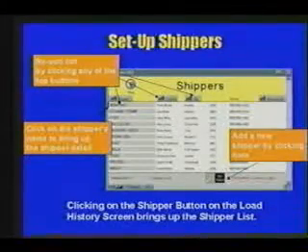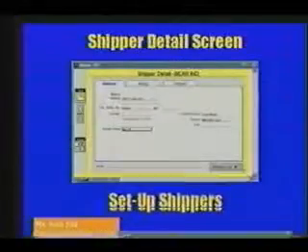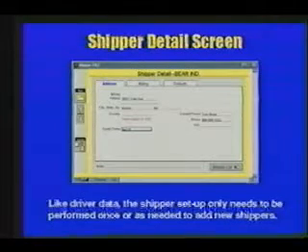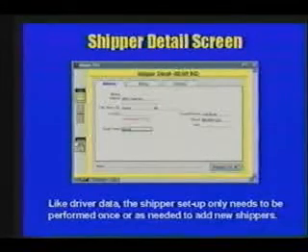The shipper detail screen, like the driver screen, is arranged in a tab card format. Clicking on any of the little tabs at the top of the screen will take you to that portion of the shipper information.